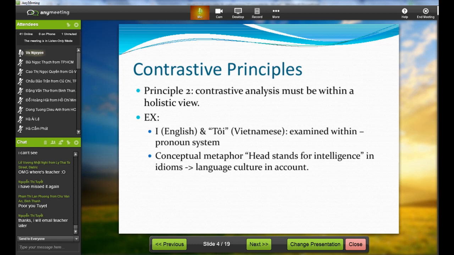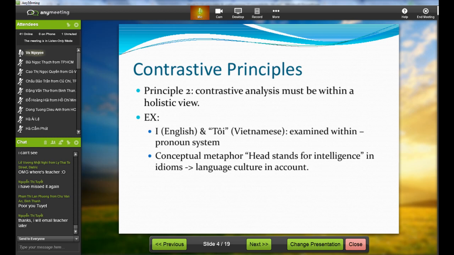When we analyze the conceptual metaphor, the head stands for intelligence. For example, when we say he is head and shoulders above us, we do not mean that he is physically taller than us. We mean that he is smarter, more intelligent. We may make our analysis more insightful and more interesting if we take cultural aspects into account.